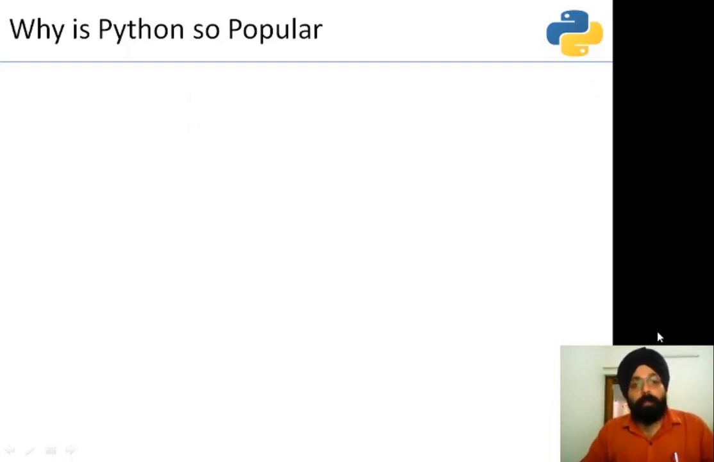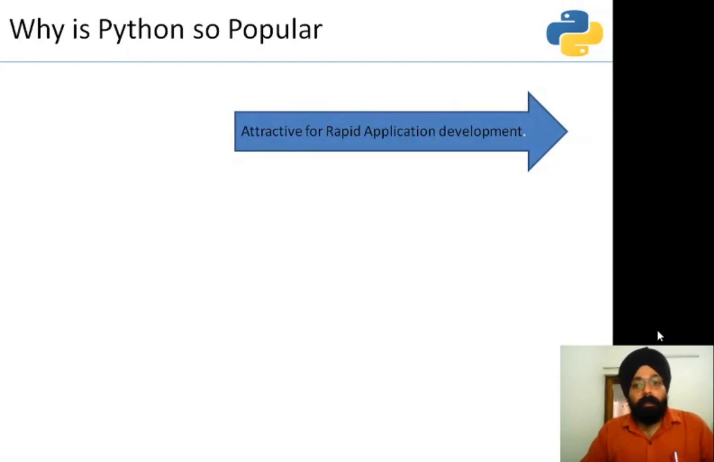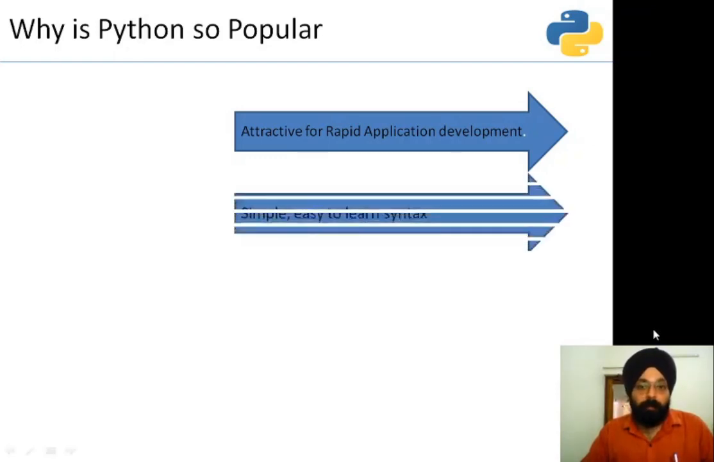So this many people using Python made it so popular. What are the reasons Python is so popular? There are some reasons. Python is an interpreted high-level programming language which uses the concepts of object orientation. This makes Python very attractive for rapid application development.